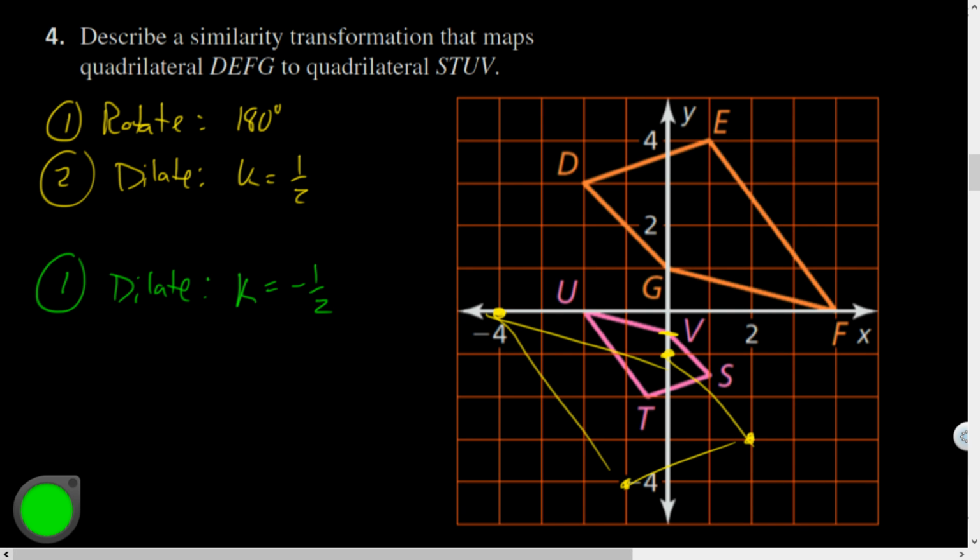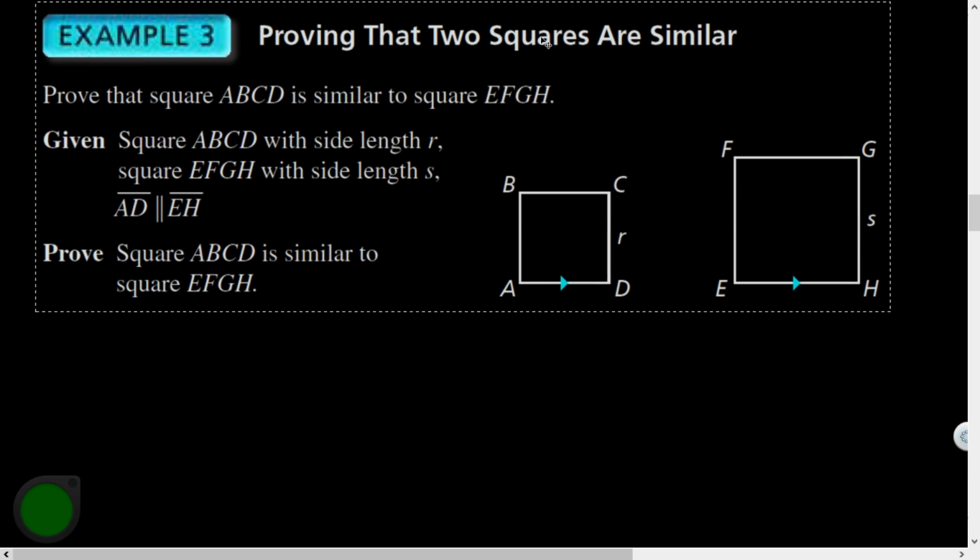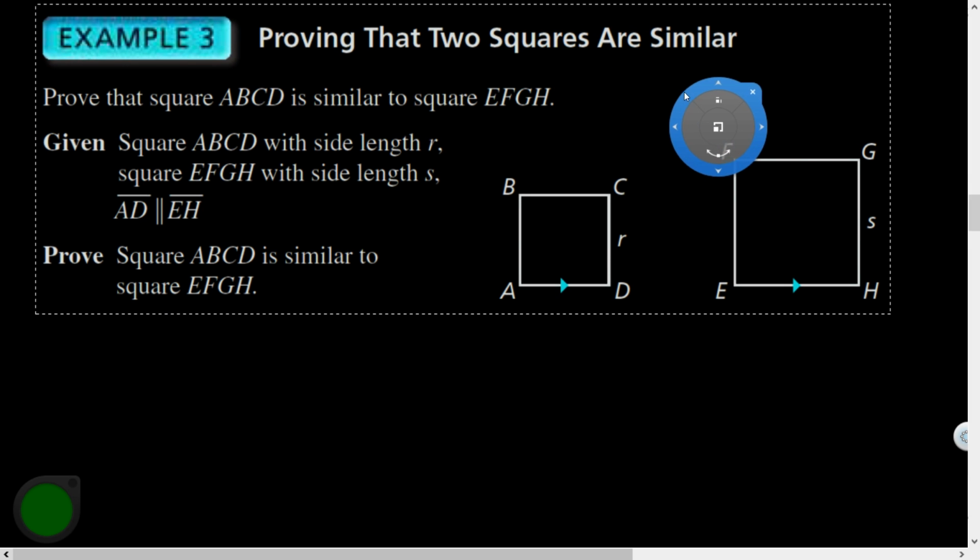Okay. So now I told you we were going to talk about proofs today. I wish I could just type, but I'll just write down some of my thoughts. All right, guys, here we go.